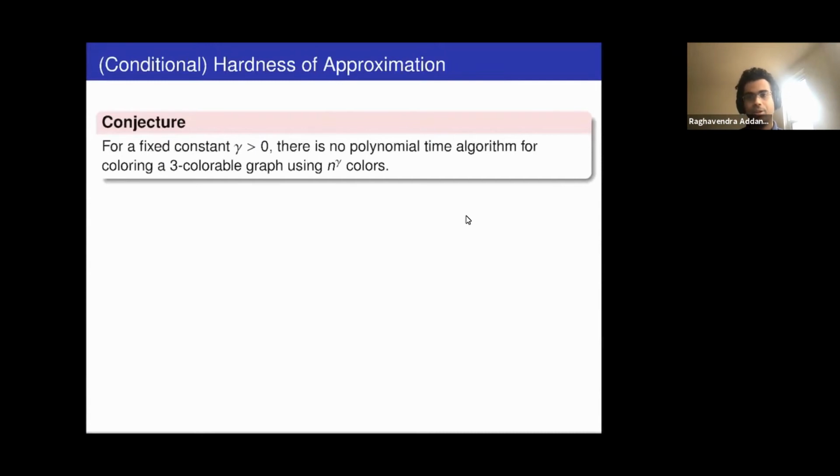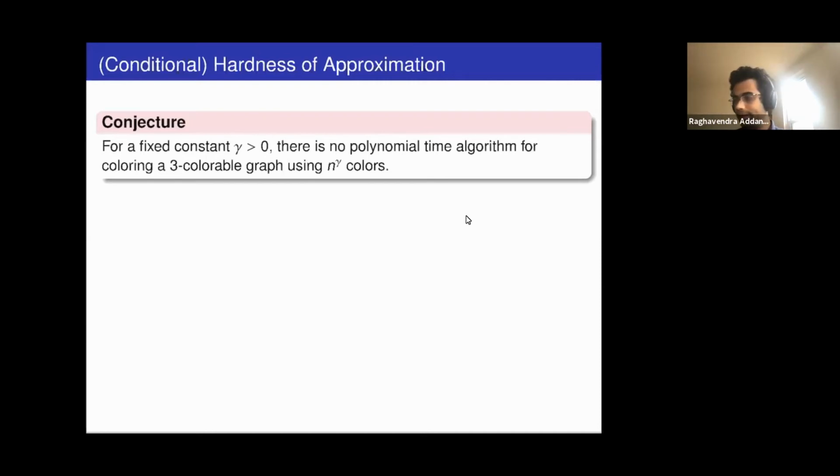It's based on the following conjecture, which has been looked at in fairly recent work as well, but it's not widely known, which says that if you know that your graph is 3-colorable, you cannot use sub-polynomially many colors to color your graph. So for a fixed constant gamma, there is no polynomial time algorithm for coloring a promised instance of a 3-colorable graph using n to the gamma colors.